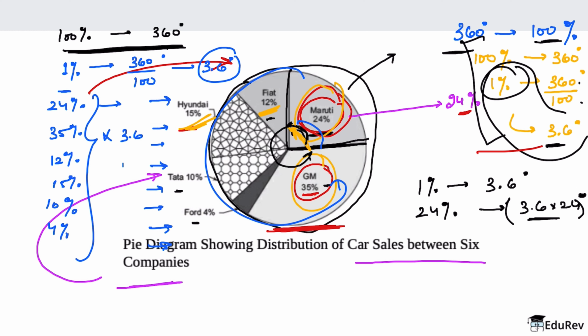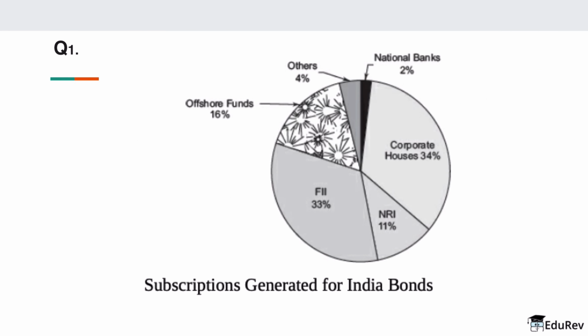Similarly, I'll draw this blue line which I'm marking, and then we will keep the protractor or the compass, whatever method you want, to mark the angle, and you can simply do that. So this is how we deal with a pie chart. Let's come to a question.